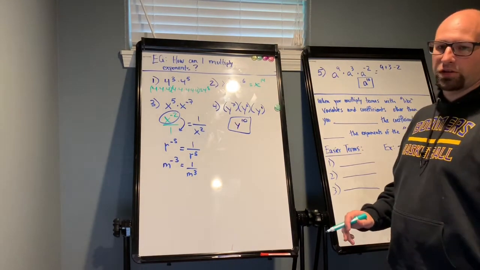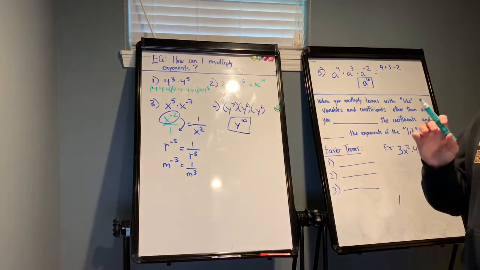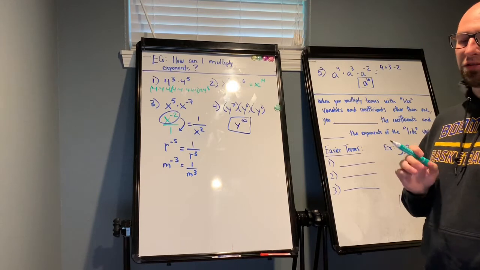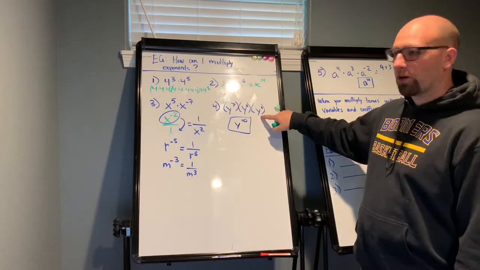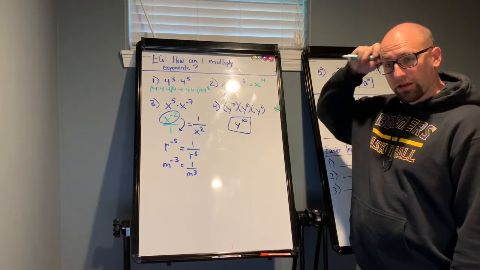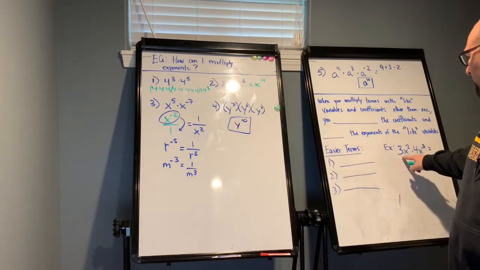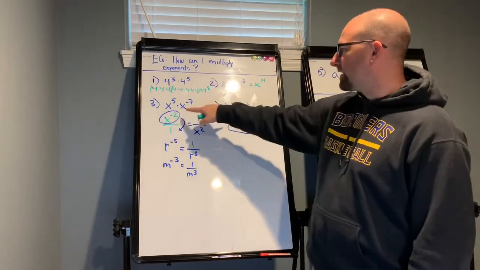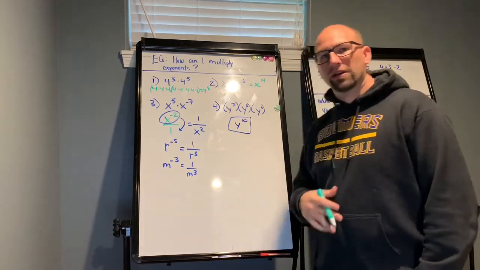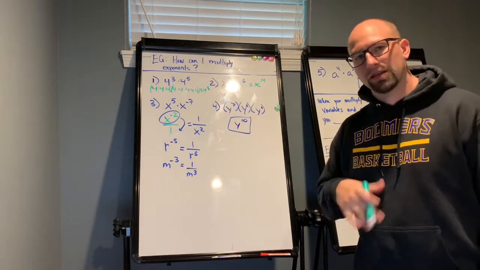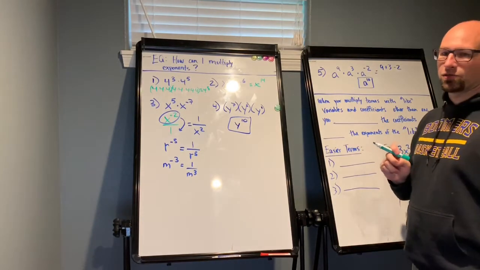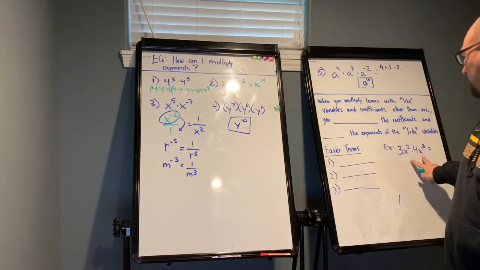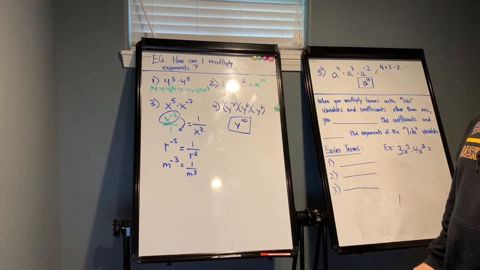If you follow along in your notes, when you multiply terms with like variables and coefficients other than 1. Remember, right here these all have coefficients of 1, meaning that's 1x, that's 1x, that's 1y. But what happens if you have like 2y, 3y, 4y, those types of things? Well, we're going to get into that. So these are like variables, y, x, and coefficients other than 1.